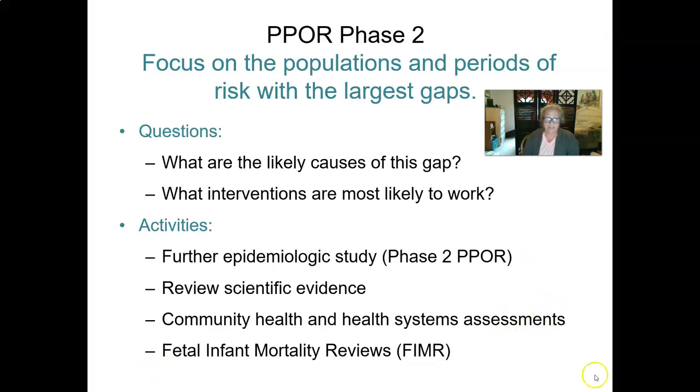And to get those answers, we can do some further study with epidemiology methods, that is phase 2 mostly, PPOR, and some other simple calculations. And we can look at scientific evidence, we can look at community health assessments, and we can use fetal infant mortality reviews to really get some wide open information about what mothers think is going on. And from those, review teams can help identify patterns and systems that are contributing.